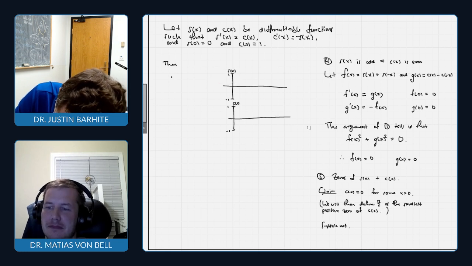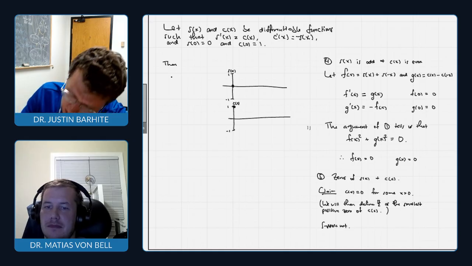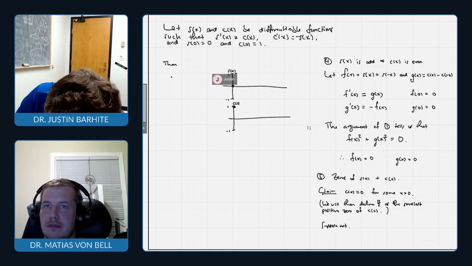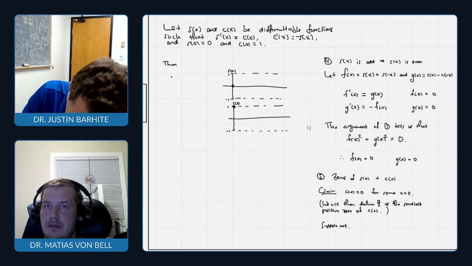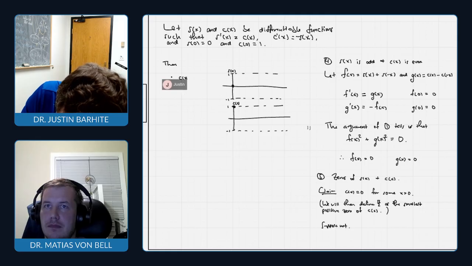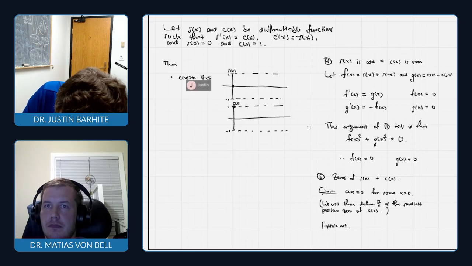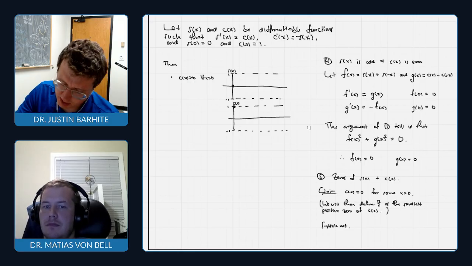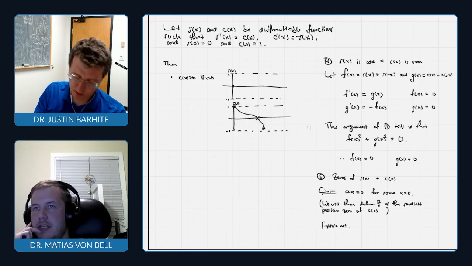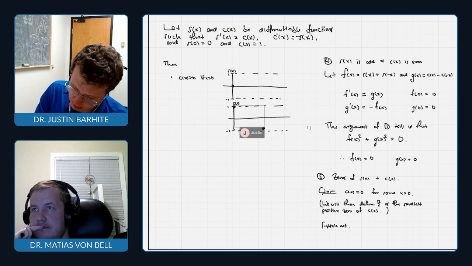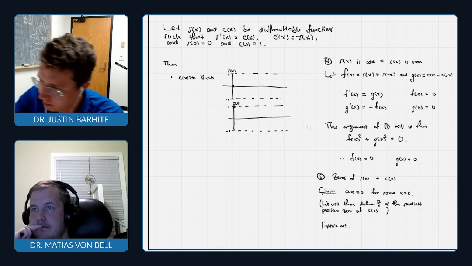Okay, so I know that S of 0 is 0, C of 0 is 1. I know that both functions are trapped between negative 1 and 1. So, okay, what can I conclude? C of x is positive for all positive x. Because if it was ever negative, by the intermediate value theorem, it would have to be 0, and I'm assuming that's not the case. Okay, so C of x is always positive.